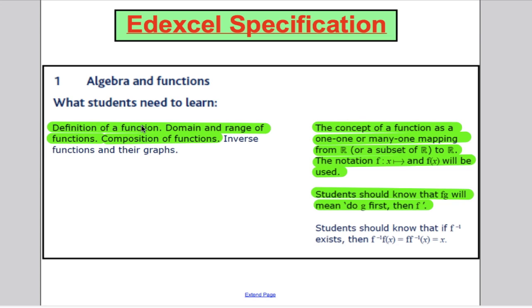We've previously defined a function and the domain and range of a function, the domain being the input numbers, the range being the output numbers. We've talked about composite functions where two or more functions are combined, and we have talked about terminology. In this section we're going to do inverse functions and talk about their graphs, and Edexcel says students should know that if f to the minus 1 exists, i.e. if a function has an inverse, then f to the minus 1 of f of x equals f of f to the minus 1 of x is equal to x. We're going to talk about that.